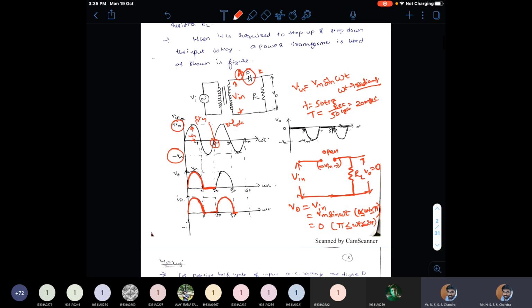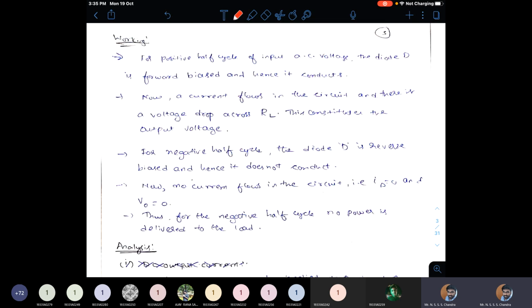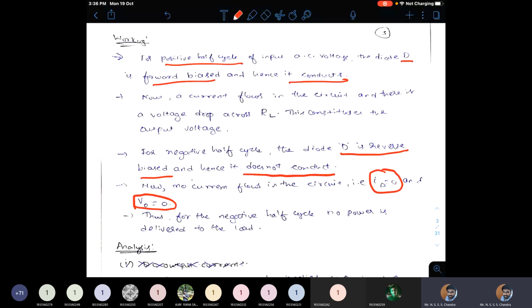If you go to the working, here again the same thing is told. For the positive half cycle of the input AC voltage, the diode D is in forward bias and hence it conducts. When the current flows in the circuit, there is a voltage drop across the load resistor, which constitutes the output voltage. For the negative half cycle, diode D is in reverse bias and it does not conduct. It acts like an open circuit, so current in the circuit will be zero, and the output voltage will be equal to zero. So for the negative half cycle, no power will be delivered to the load.